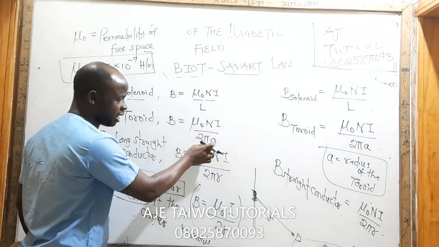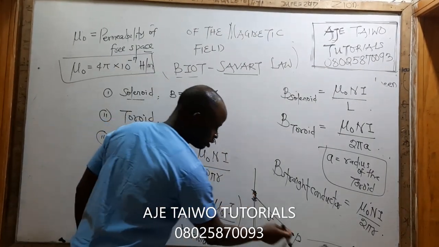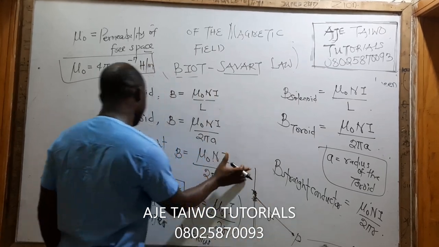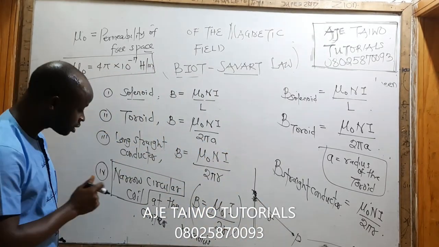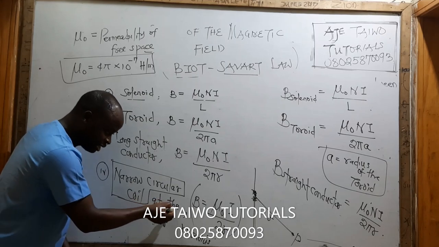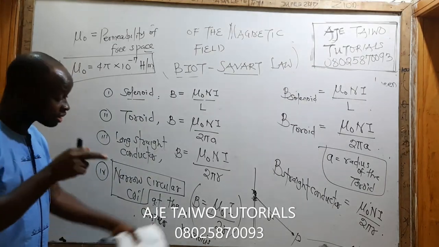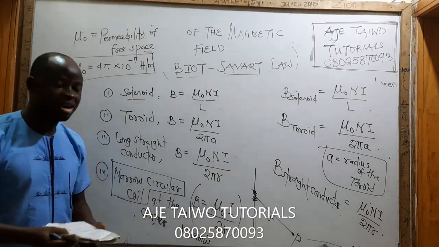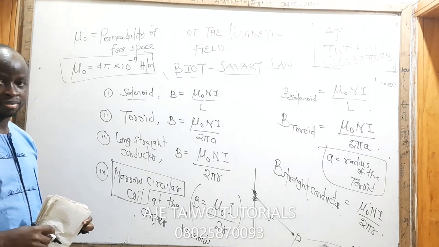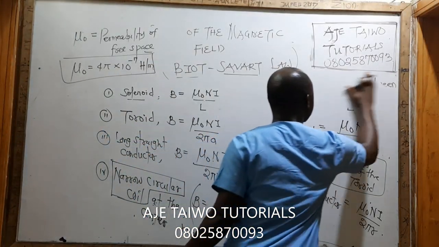If you know that, you can put R here and call it radius. This R is not radius. This R is from point P to this, only for a straight conductor. Now watch. At the center, these are the formulas. If it's at the center, and R here represents the radius of a circular coil, then let's go.